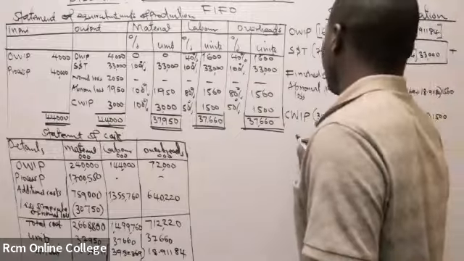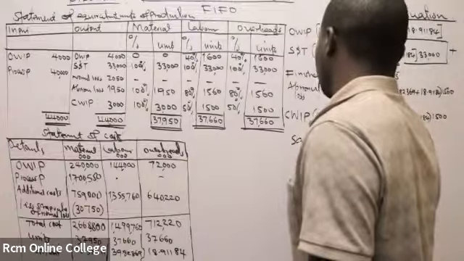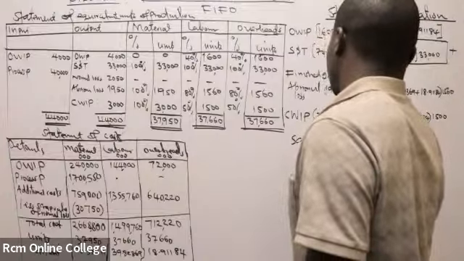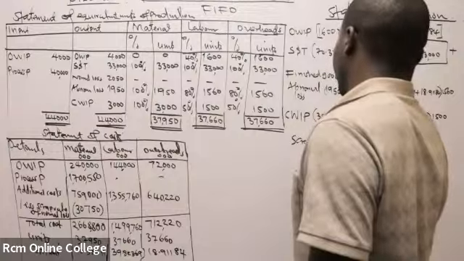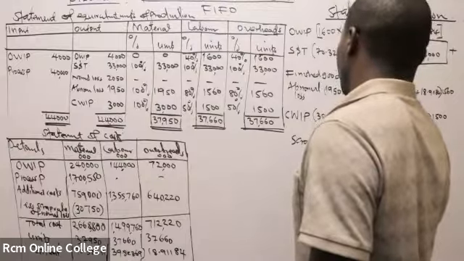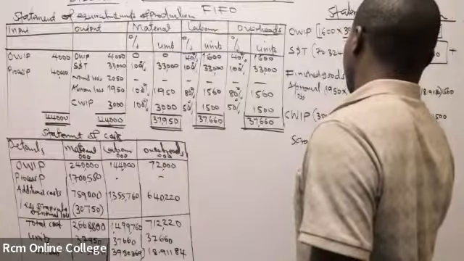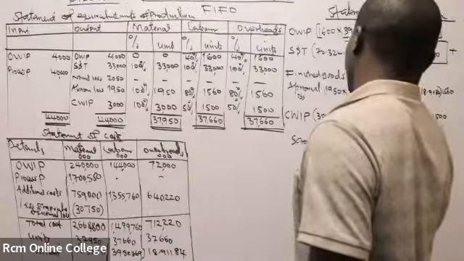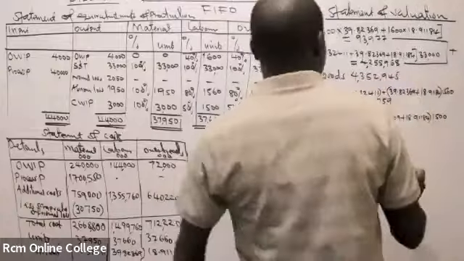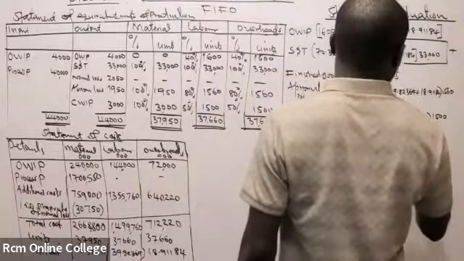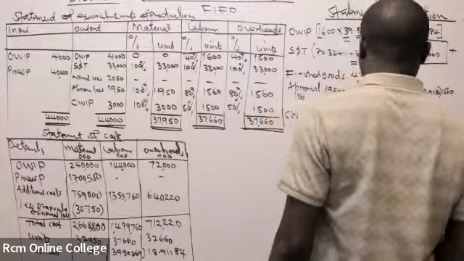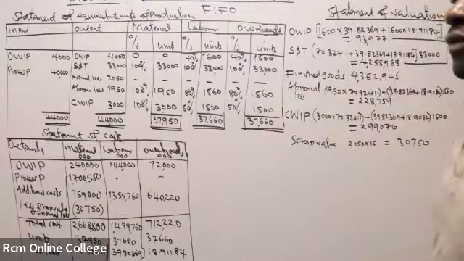Na tuko na scrap value mahali. Don't forget that. Scrap value is equal to the normal loss of 2050. Na tuko multiply na 15,000, that is 15 in thousands. Tukapata 3750.